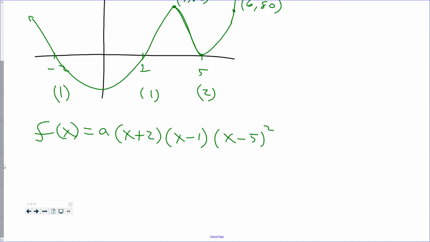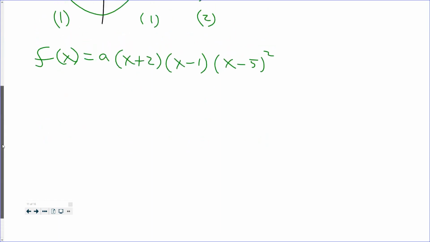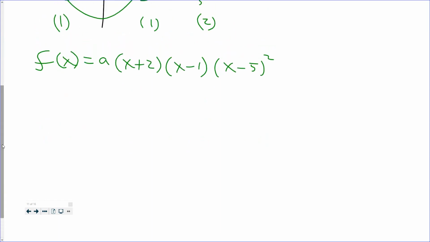So from here to solve for a, all you need to do is plug in any point on the graph. So you can plug in 680 or 380, it doesn't matter. I'll plug in 380. So 3 plus 2 is 5, 3 minus 1 is 2, and 3 minus 5 is negative 2 all squared. Plug in 3 for x, I'm plugging in the point 380. And then just solve for a.